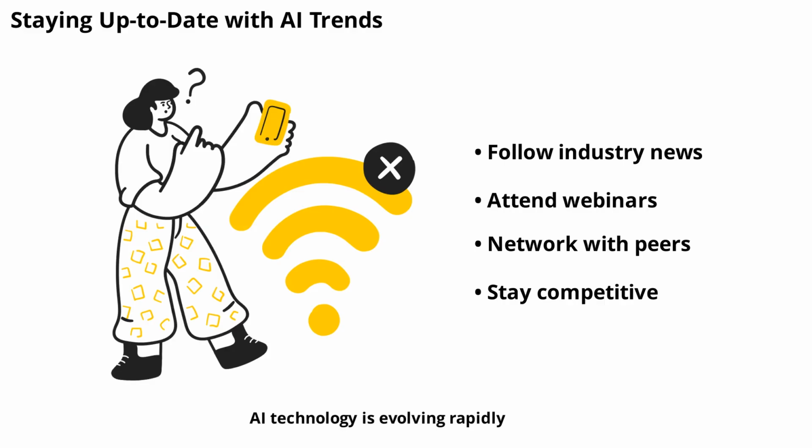AI technology is evolving rapidly, with new tools and techniques emerging all the time. Stay informed by following industry news, attending webinars, and networking with other business leaders. Keeping up with the latest trends ensures your automation strategies remain effective and competitive.